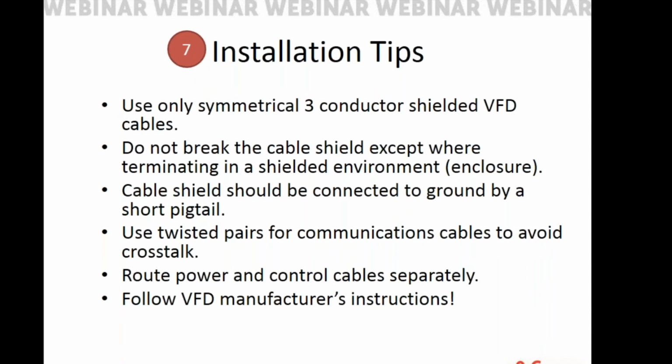Use twisted pairs for communication cables to avoid crosstalk. When routing these power cables, these VFD cables, with any other control cables or power cables, separate them. Keep them separated. Now, for more guidance on all of this, even the separation of the cables, it's very important to look at the VFD manufacturer's instructions. They know the drives best. It's best to follow their instructions.